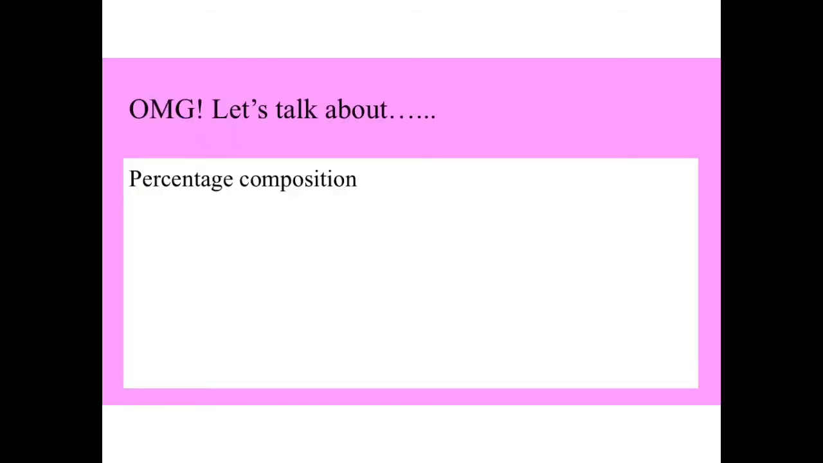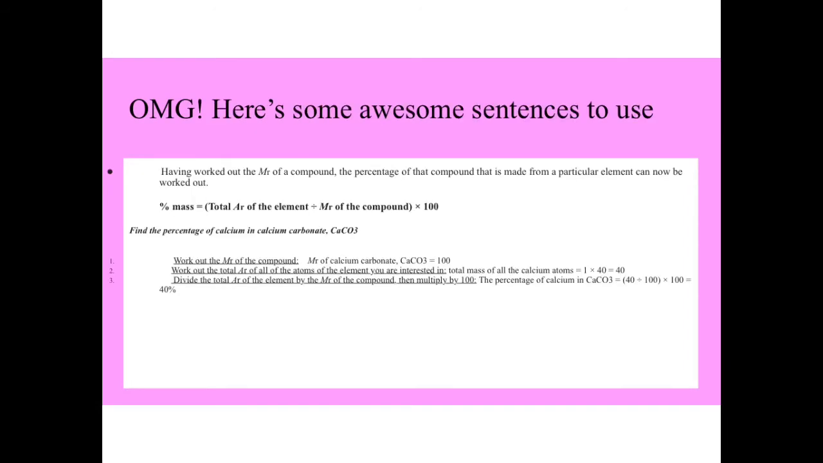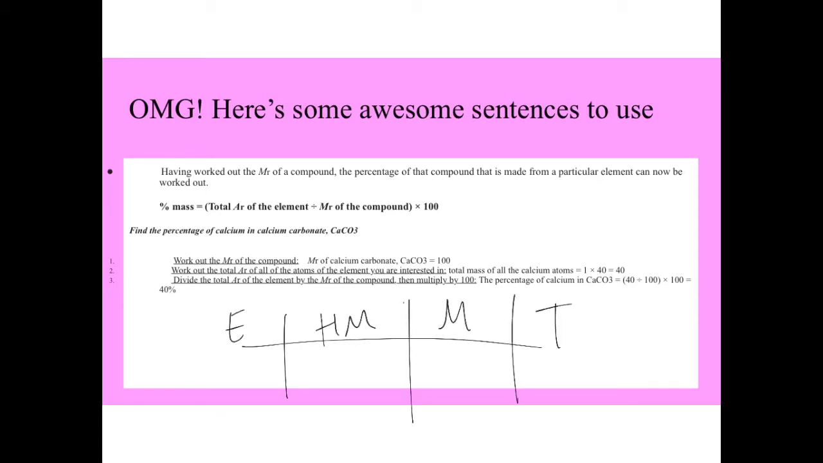They might then ask you to go on and work out percentage composition, okay? So percentage composition is they want to know how much of a certain element there is in a compound, okay? So to find the percentage of calcium in calcium carbonate, the first thing you're going to do is do your table and you're going to work out element, how many, mass, total, and you're going to work it out.